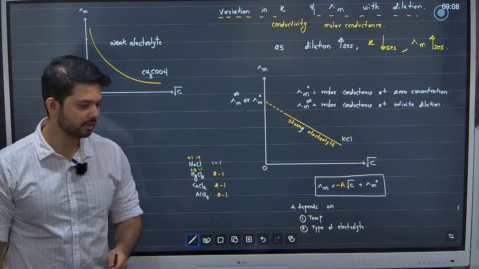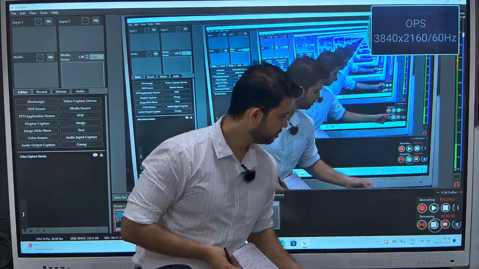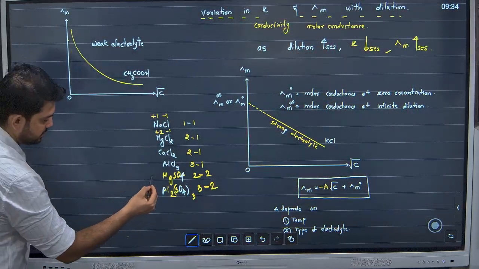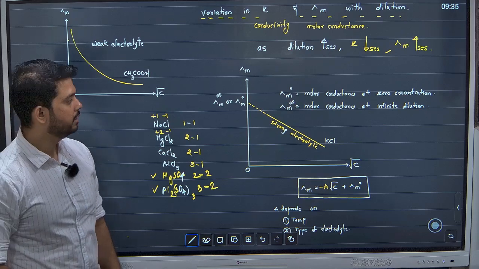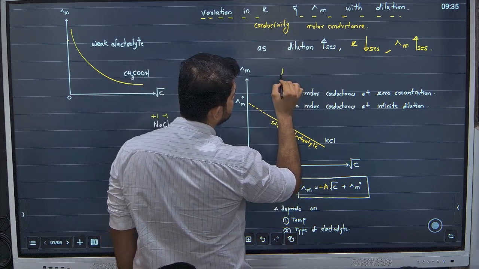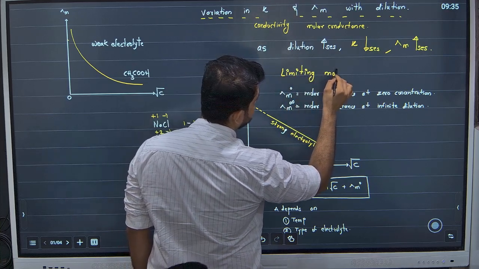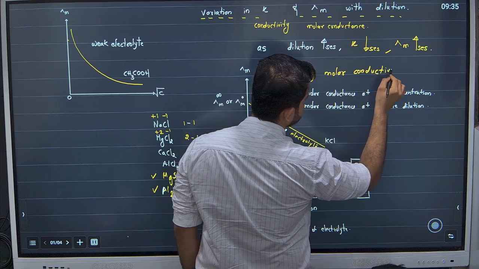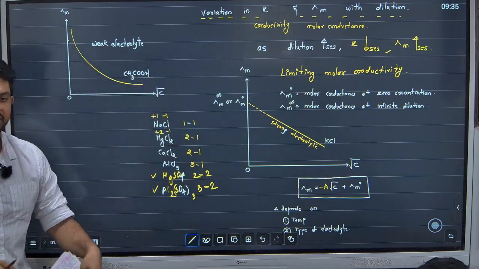Variation in molar conductivity and conductivity with dilution. Okay. Now people, we have added 2 more examples here. We can add these in type of electrolyte. Lambda m naught, lambda m infinity. This is also called as, at this point, limiting molar conductivity. ये भी ऐड कर रहे हो, ठीक है? It's also called as limiting molar conductivity.